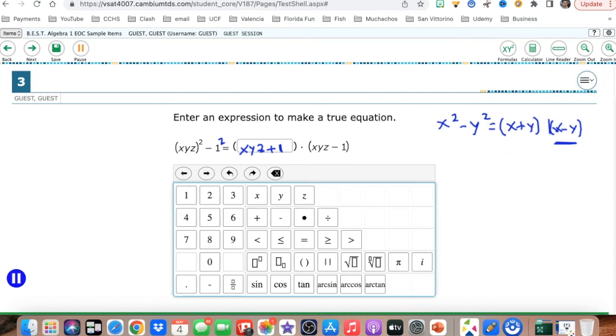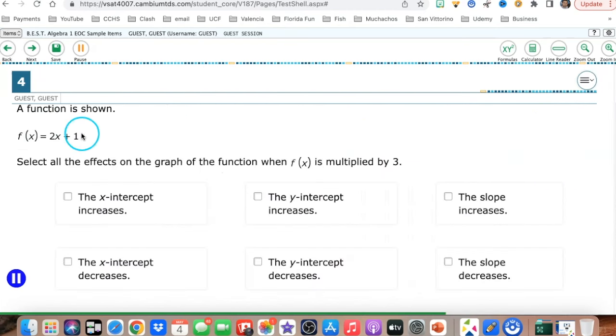Let's go to number 4. They give me the function 2x plus 1. Select all the effects on the graph of the function when f of x is multiplied by 3. So technically, this is what I'm doing: my function times 3. When I multiply times 3, that's going to give me 6x, 3 times 2, and then plus 3. So when I multiply my original function, I get 6x plus 3.